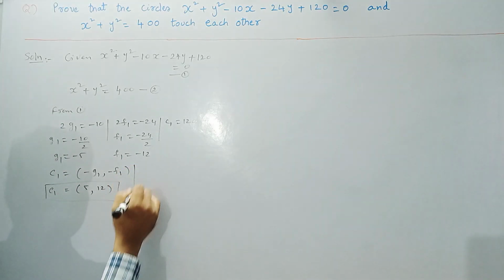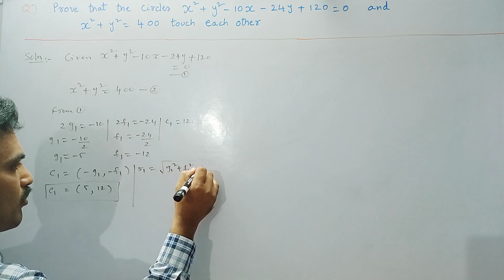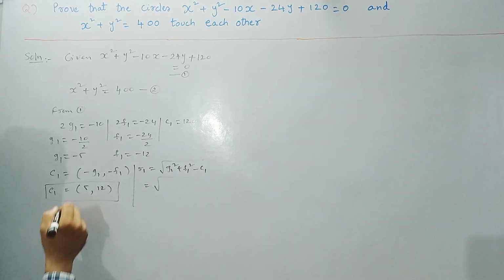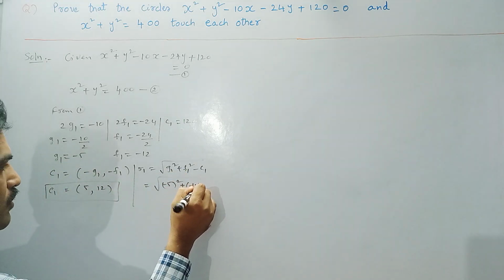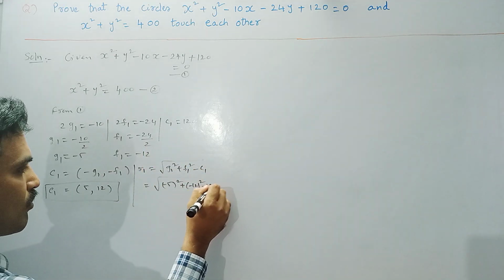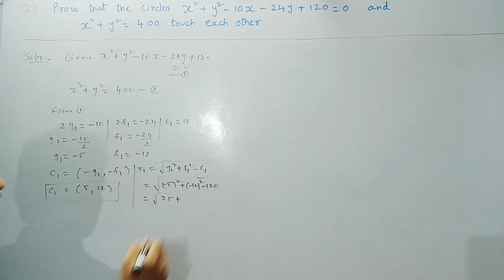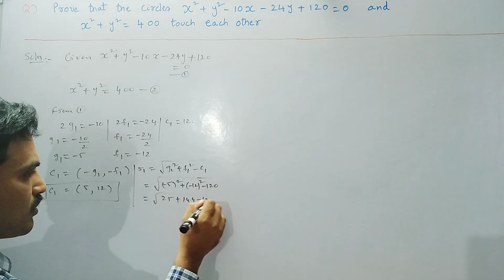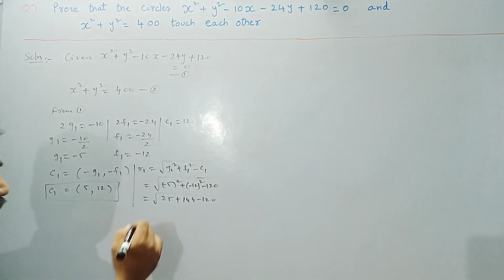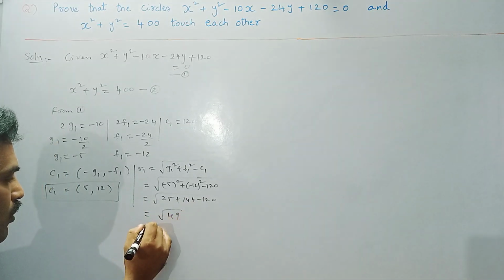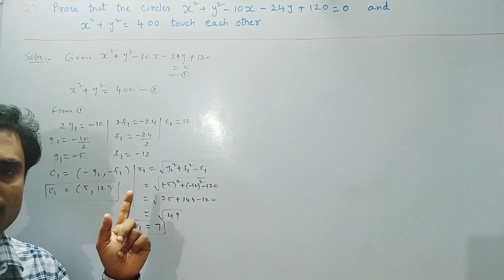Similarly you find radius R1. So what is R1? The R1 formula is the square root of g1² + f1² − c1. So this is equal to the square root of (−5)² + (−12)² − 120. So (−5)² is 25, plus 12² is 144, minus 120. Just add 144 plus 25, you get 169, minus 120, that is root 49. So what is the square root of 49? That is 7. So you got R1 equal to 7 and C1 is (5, 12) from equation 1.